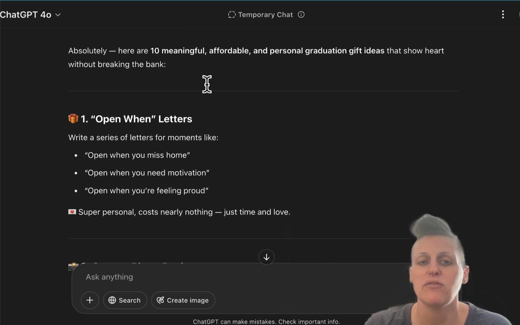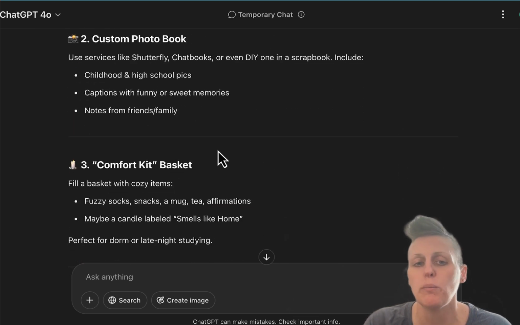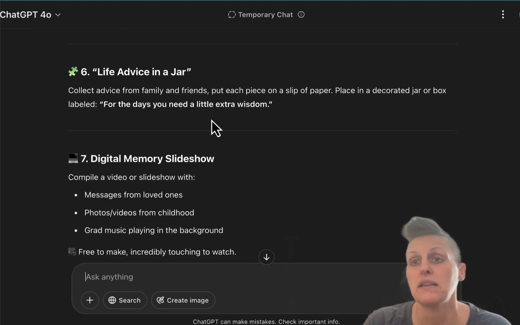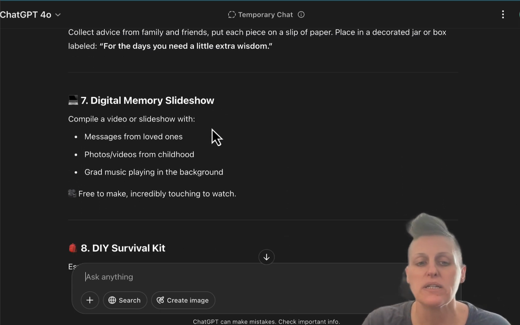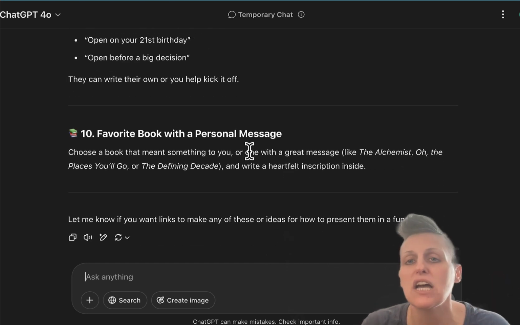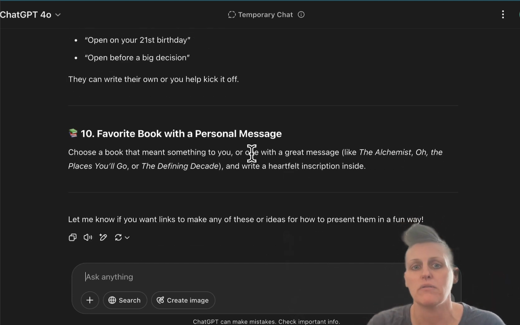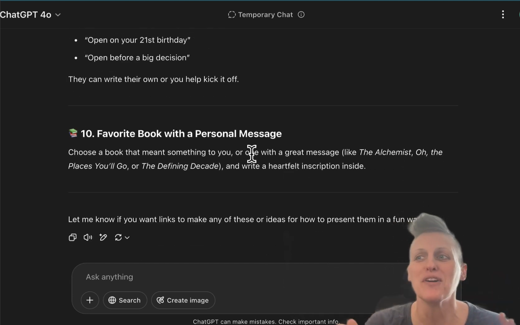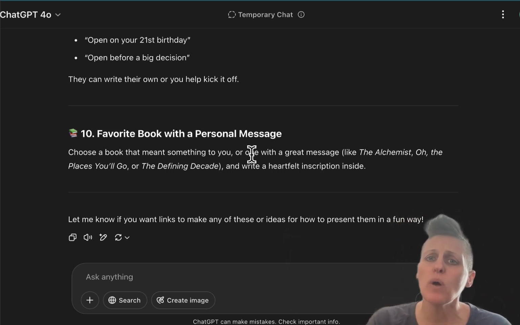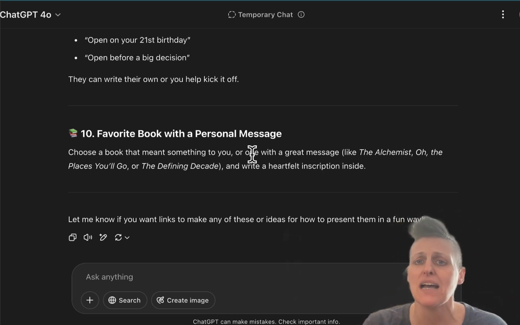So here are 10 meaningful ideas. So open when letters, custom photo book, comfort kit, personalized journal, custom keychain, life advice in a jar, digital memory slideshow, DIY survival kit, letters to your future self. Like, these are such great ideas. I would have only come up with maybe none of those. I'm more of a here's some money and go buy yourself something, but this is awesome. If you want your gift to stand out, this is like exactly where you want to be.